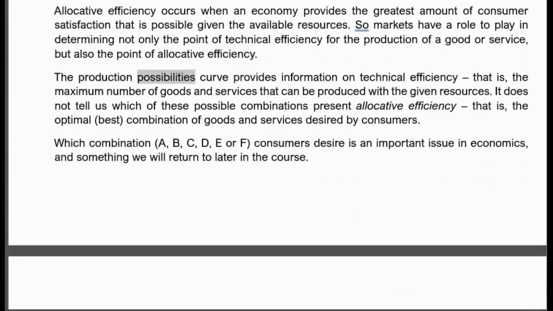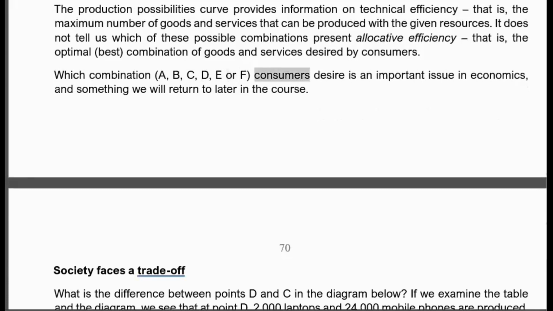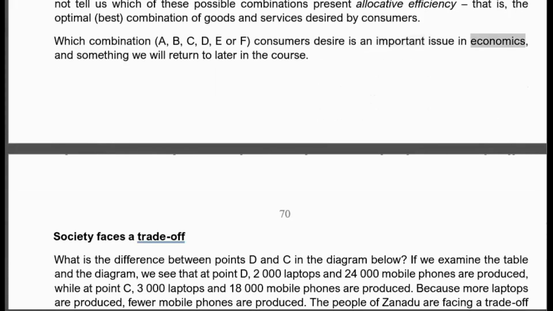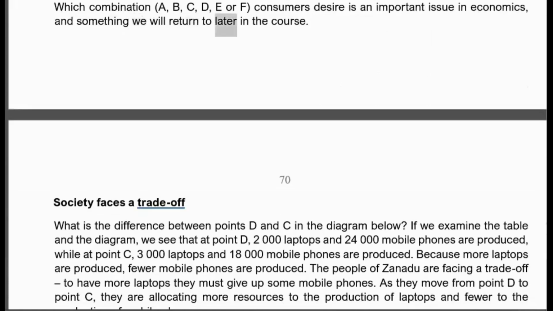The production possibilities curve provides information on technical efficiency, that is, the maximum number of goods and services that can be produced with the given resources. It does not tell us which of these possible combinations present allocative efficiency, that is, the optimal, best, combination of goods and services desired by consumers. Which combination, A, B, C, D, E or F, consumers desire is an important issue in economics, and something we will return to later in the course.